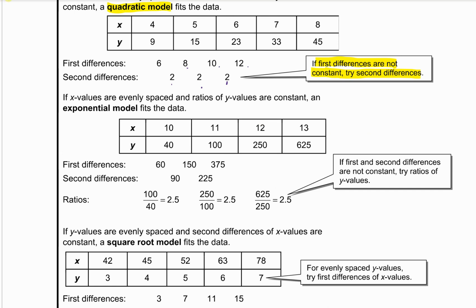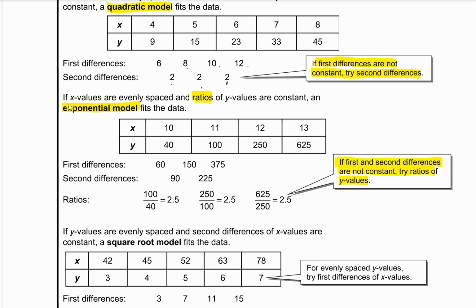Now, if the x values are evenly spaced and the ratios of the y values are constant, then you probably have an exponential model. So what they're saying here is if the first and second differences are not constant, try looking at the ratios. Really, you could try looking at other differences, but let's just go with it.